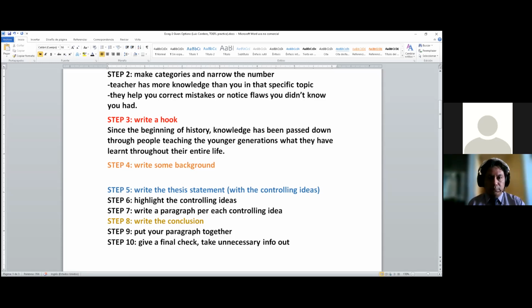Just that I don't have anything on my mind right now. You can skip that part, you can write it later, and you can start working on your thesis statement. That's fine too.